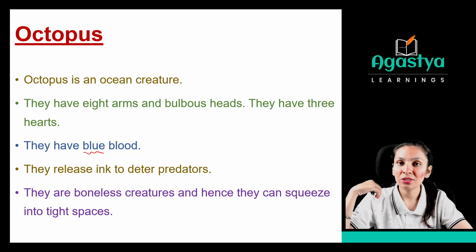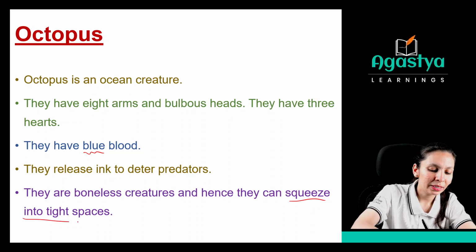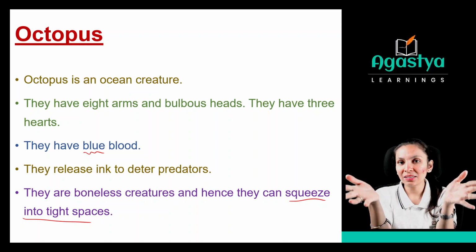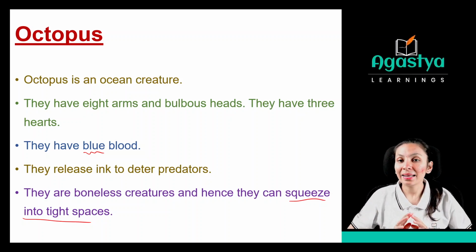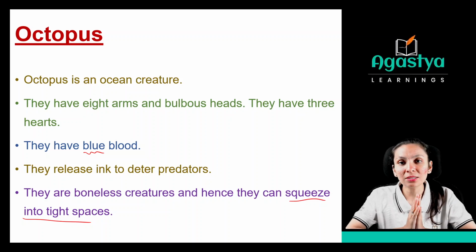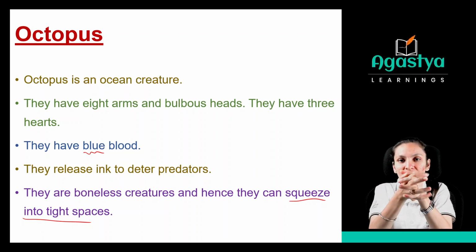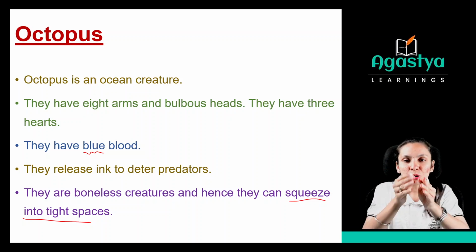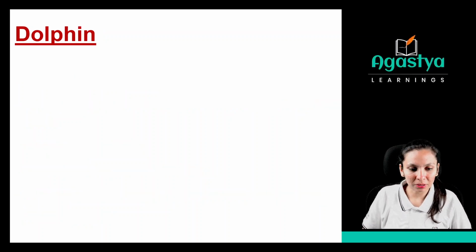They are boneless creatures. Again, we are correct. And hence they can squeeze their body into tight spaces. See, whenever something is very large in size, it cannot pass through a small surface, right? But this octopus is large in size, and as they are not having any kind of bone structure, they can easily squeeze. If the structure is like this, they can squeeze their body and move from one place to another within a short area. Clear these things? So, that was about the octopus.